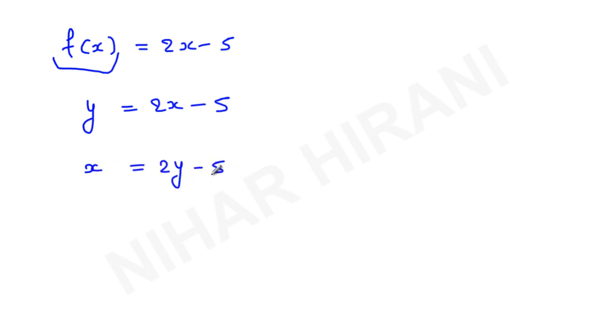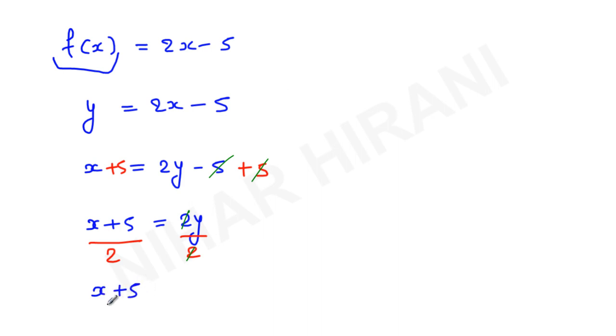Now step 3, isolate the y. So how can I isolate the y? I will add 5 to both sides. Now this 5 cancels. I have x plus 5 equals 2y. Now I don't want 2y, I want y. So I will divide the whole equation by 2. Now these 2s cancel. So now I have (x plus 5) over 2 equals y.